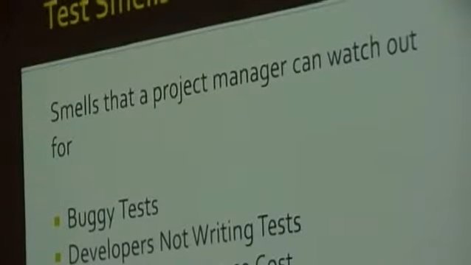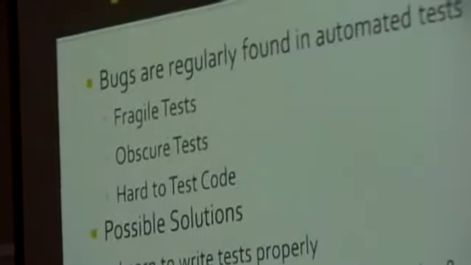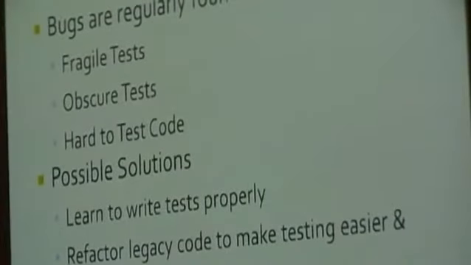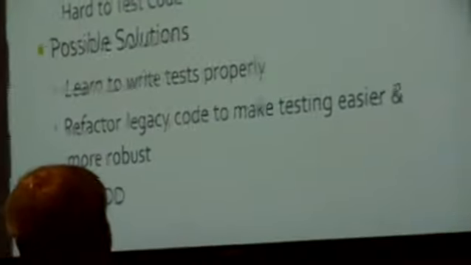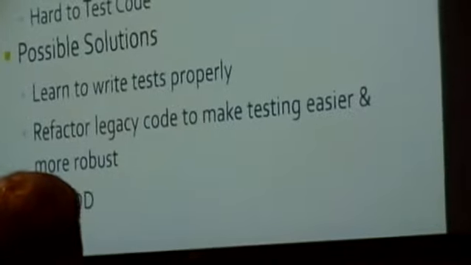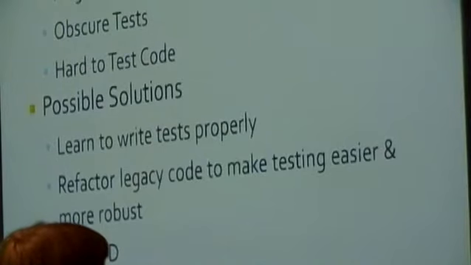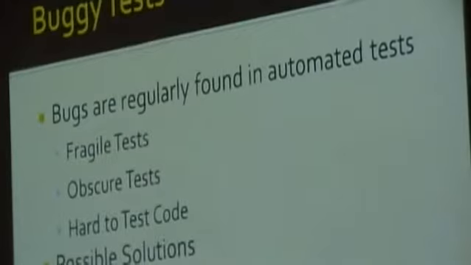Now, project level smells. These are higher level smells. These are things that a project manager can look out for. Buggy tests. They're usually caused by lower level things like fragile tests, obscure tests, hard to test code. Learn to write tests properly. Refactor legacy code to make testing easier and more robust. Michael Feathers actually has a very good book called Working Effectively with Legacy Code that teaches you a number of different techniques for getting a test suite around your legacy code. Legacy code, by the way, is code without tests. And use test-driven development, test-driven design from the outset.